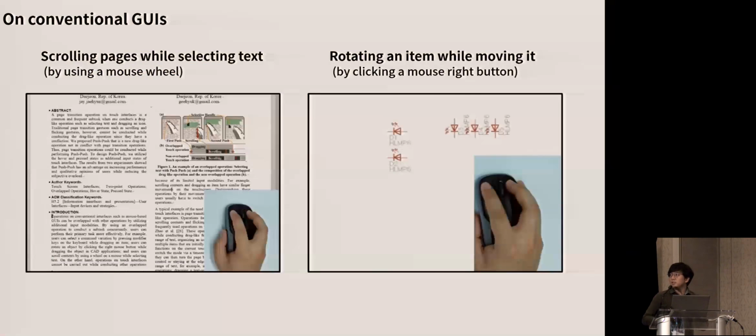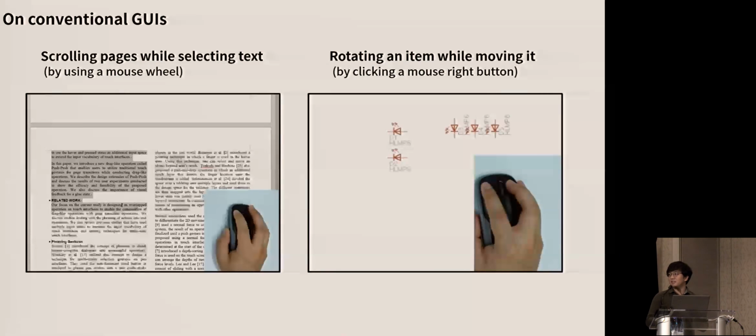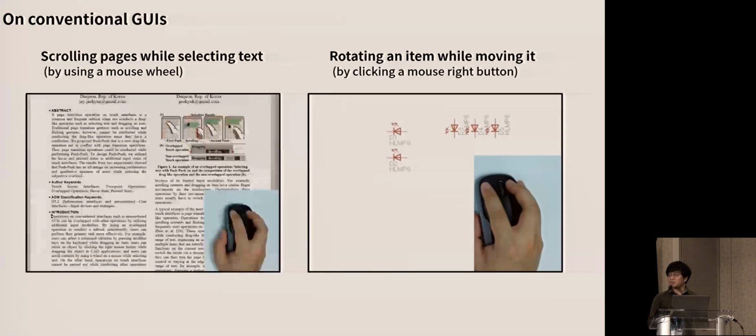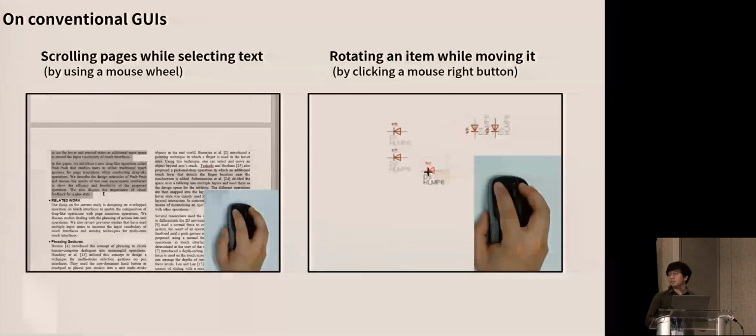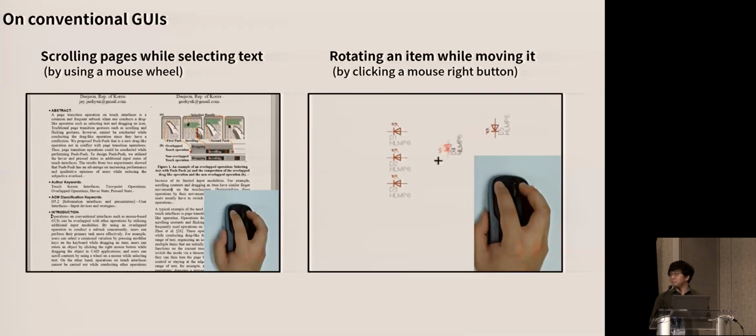Actually, operations on the conventional GUI can be overlapped with other operations by utilizing additional input modalities. By using overlapped operations to conduct the subtask concurrently, the users can perform their primary task more effectively. In the first case, users can scroll the pages while selecting a text by using a mouse wheel. In the second case, users can rotate an item while moving an item.